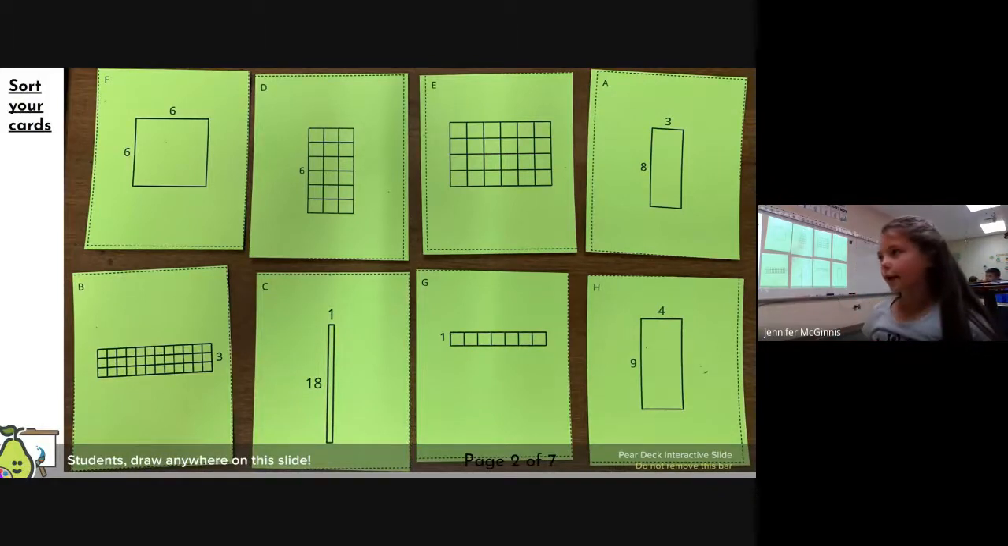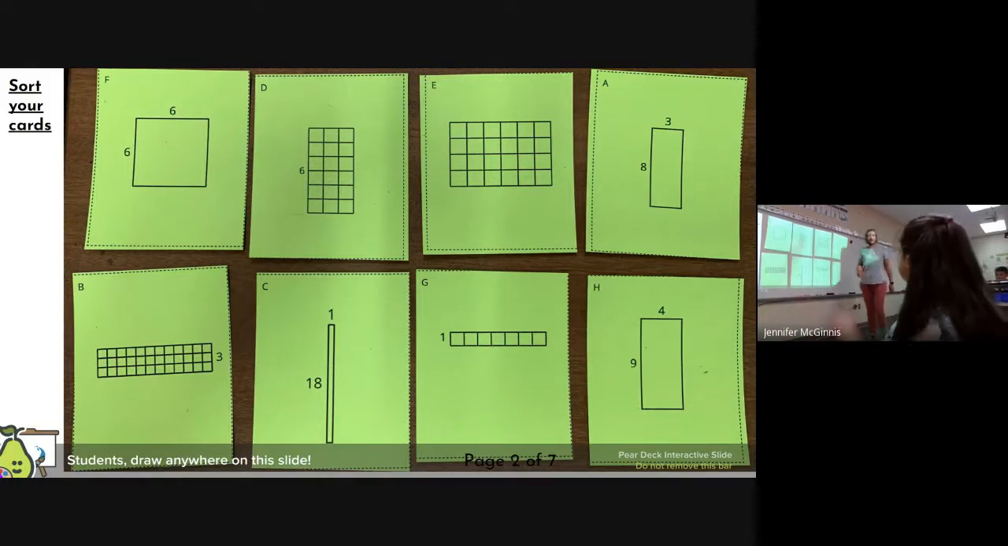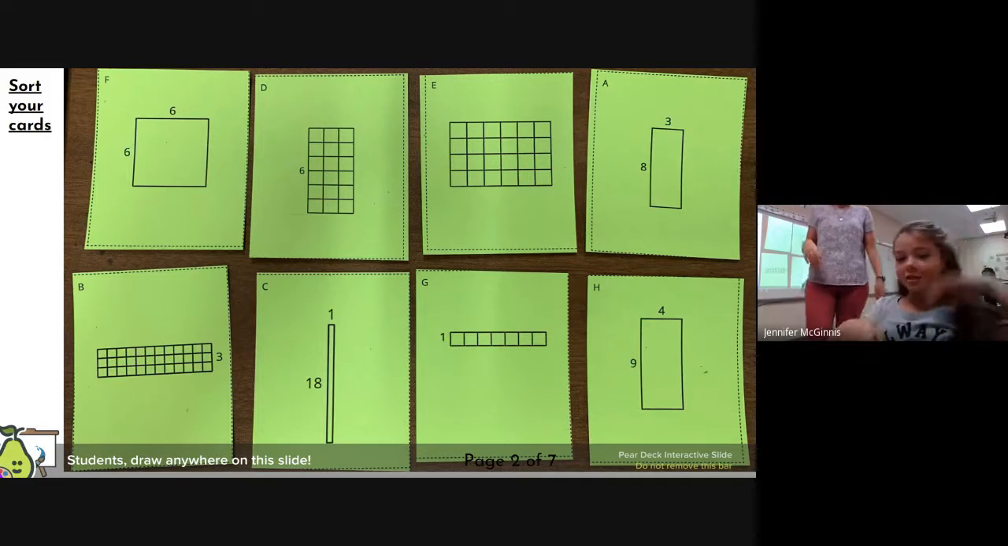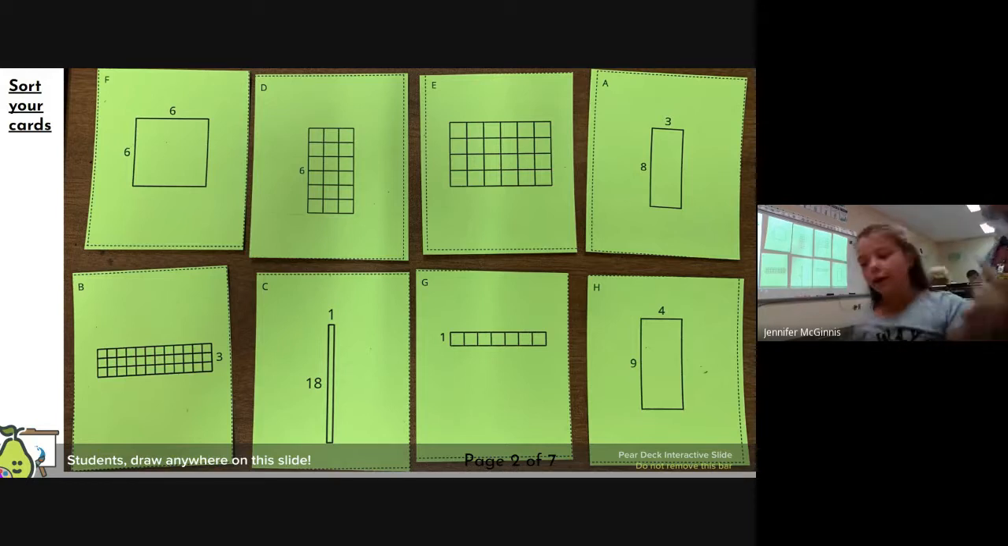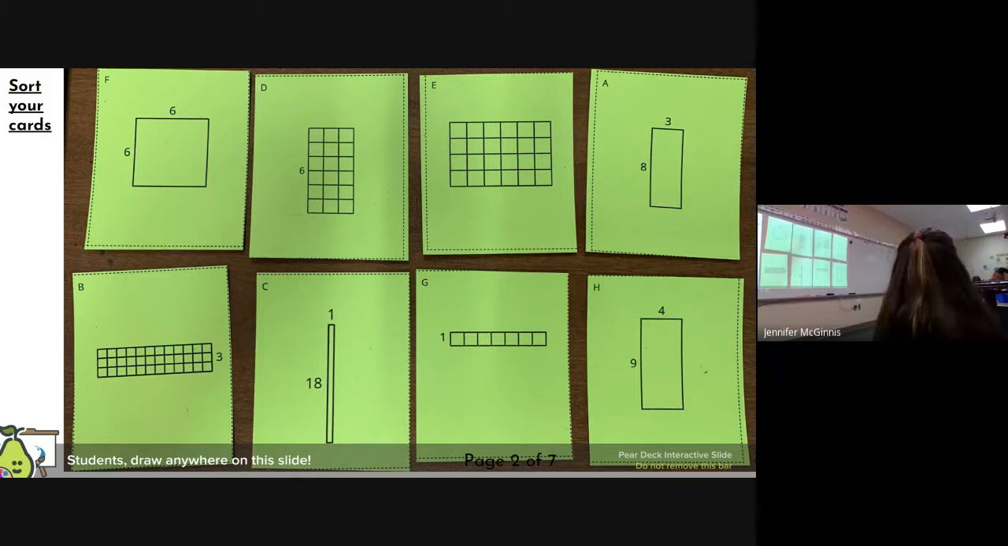Class? Yes. Who had some ideas on how to sort your cards? Jackson had an idea. He said these ones were going to be sorted out because they don't have any area in the side. Okay, so Jackson had the idea that all of the ones that didn't have boxes already put on the inside would go together. Who else had that idea?